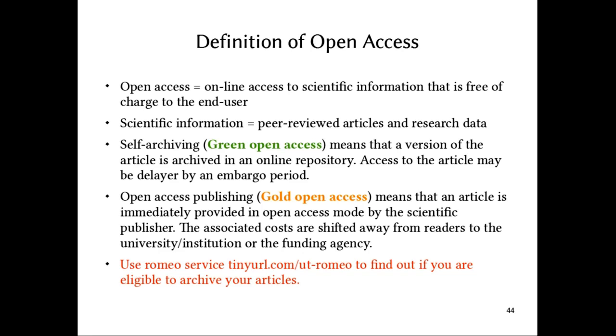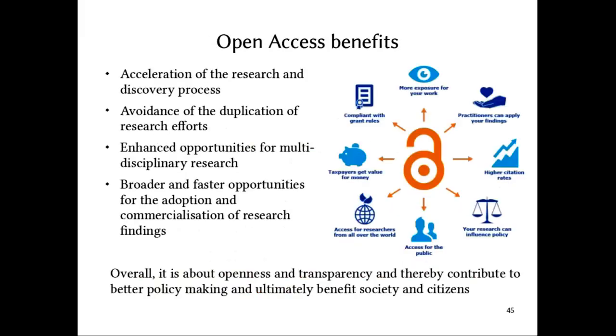Whenever you publish something, first of all you can check what is written on the web page of the publisher, and second you can use the so-called Romeo service. It is given here with a short link, tinyurl.com/ut-romeo. There you just write what your journal is, and the service will tell you whether you are eligible to archive your article, and where and how, under what kind of conditions.